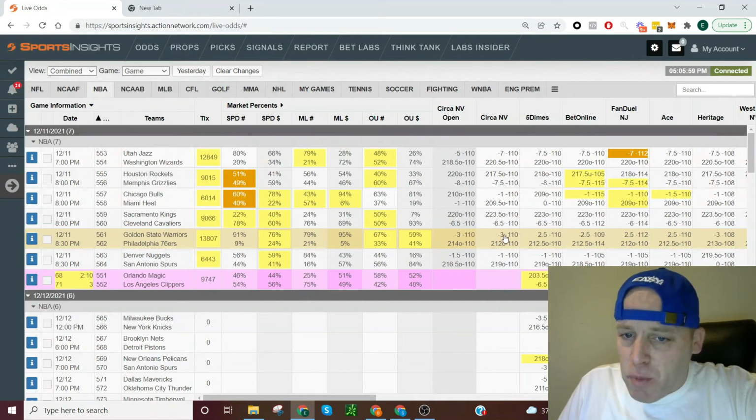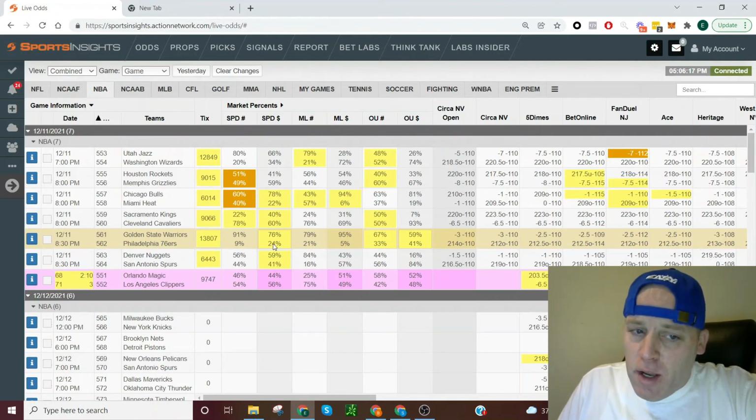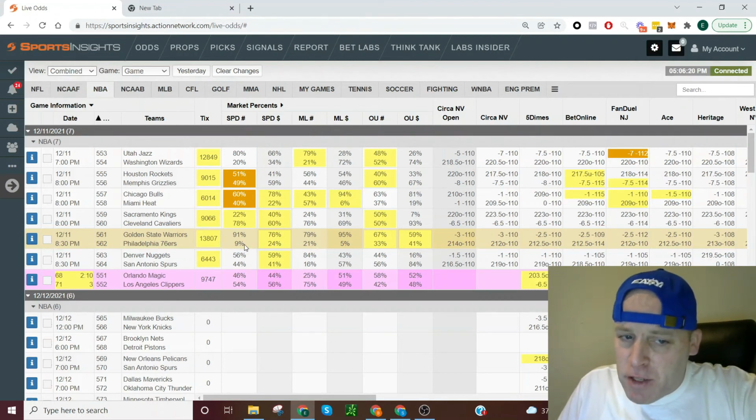This tells me that the sportsbooks are perfectly fine with all these Golden State bets and money, and they might be taking a position on the 76ers, and the 76ers look pretty good right here. Only 9% of the bets, but that 9% is equaling almost 25% of the money, so there's maybe some bigger size bets on the 76ers.